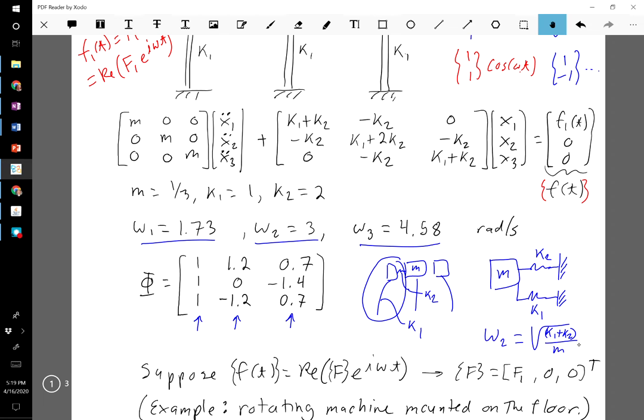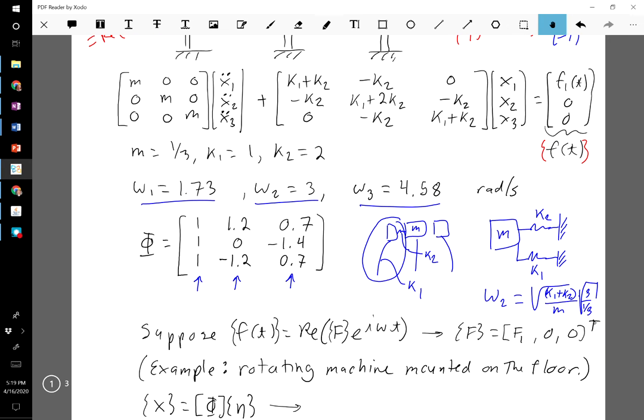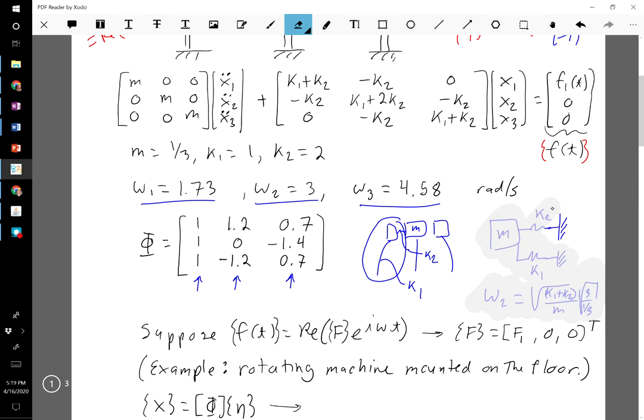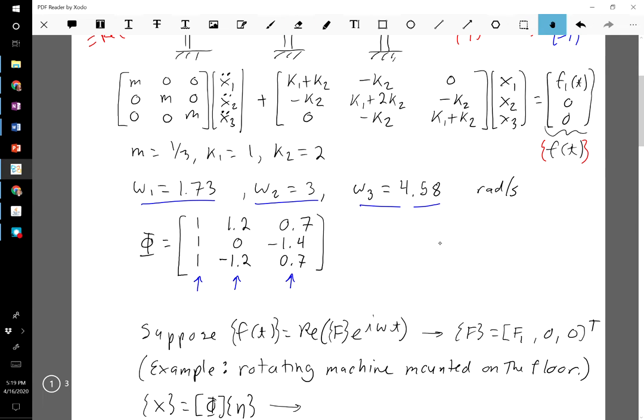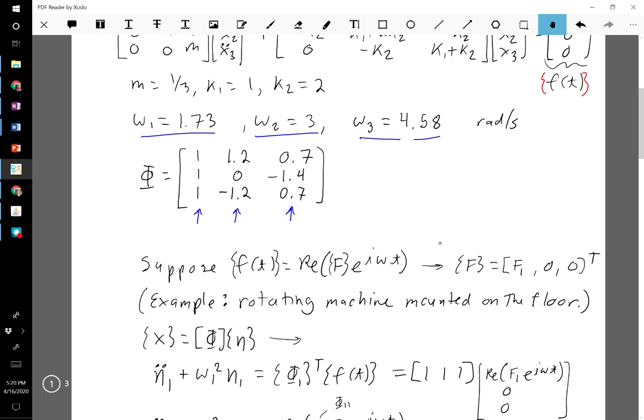And if you plug in the numbers, K1 and K2 are 1 and 2, so we have 3 over 1/3, and then we take the square root of that, and there's our answer. So anyway, just an interesting aside about systems. As we start to understand them, we can get some confidence that the natural frequencies that we found are actually correct and reasonable. So back to the problem we want to solve.